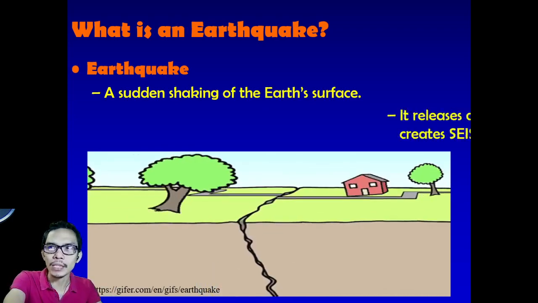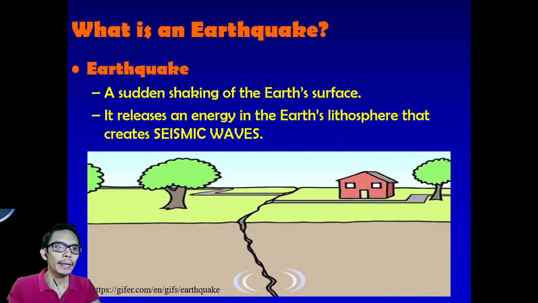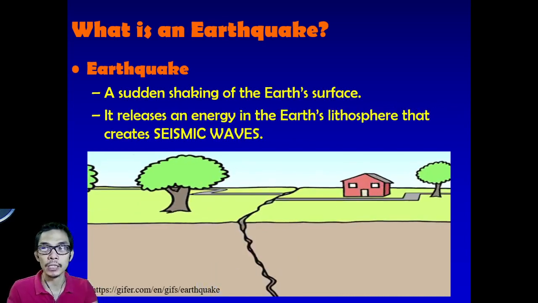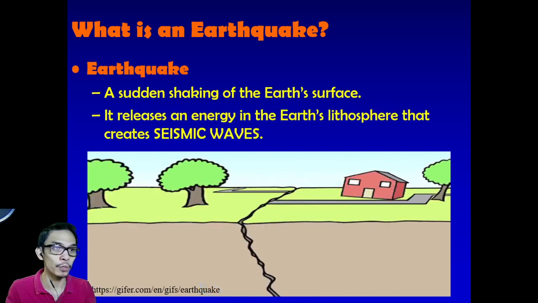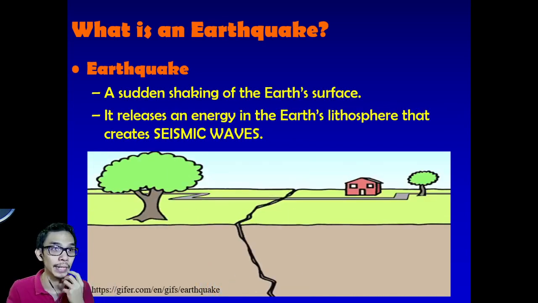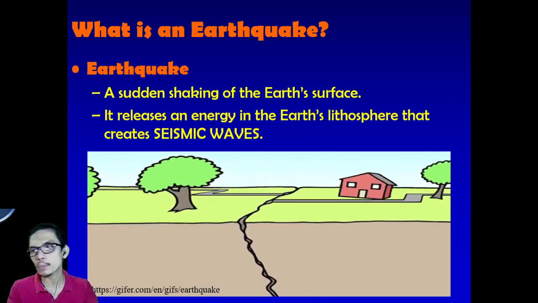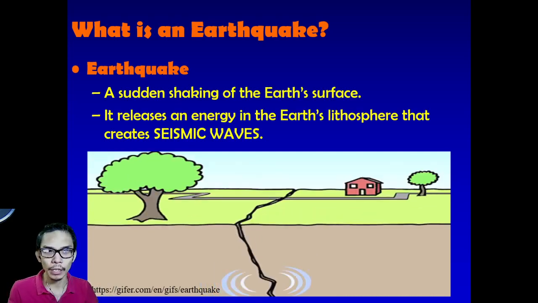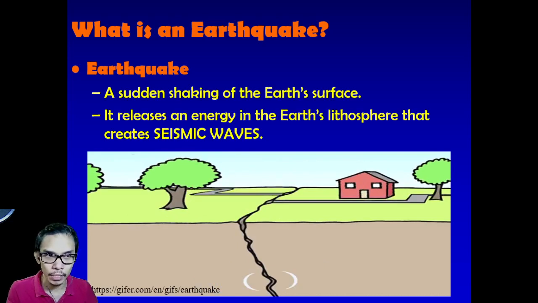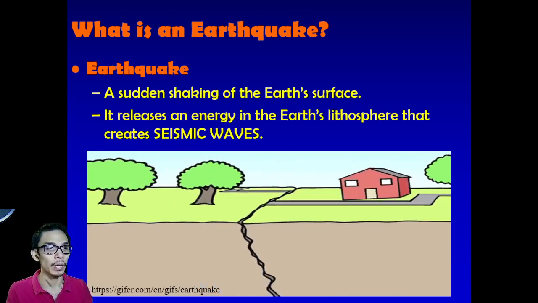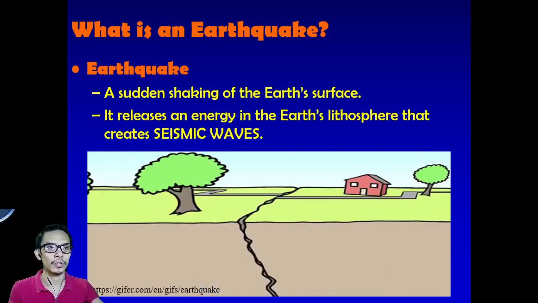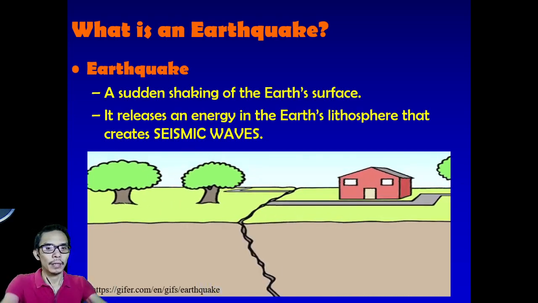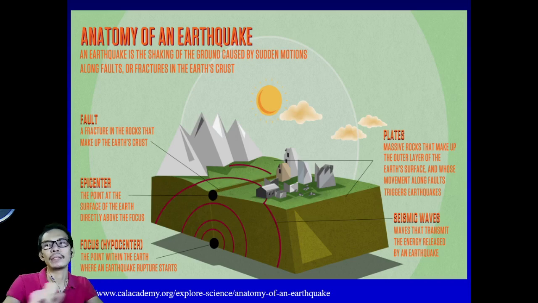As it does, it releases energy in the Earth's lithosphere that creates seismic waves, which we will discuss later. These seismic waves are very important in determining the earthquake distance and the location of the epicenter. So again, an earthquake is a sudden shaking of the Earth's surface.